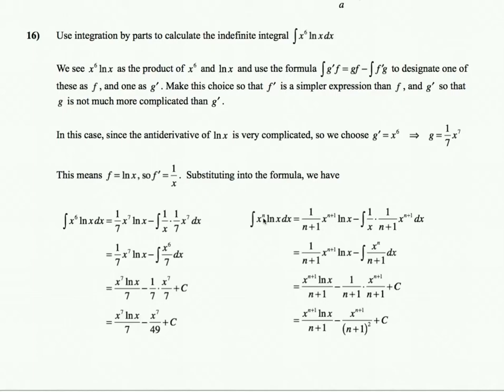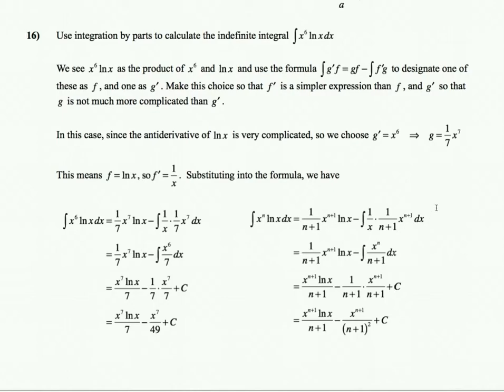Now the abstract of this, which you will want on your exam notes, is x raised to the n, some number n, times natural log of x, and then following this pattern, you would on the right side of this equation multiply 1 over n plus 1, whatever n is, this is just one larger, times x raised to the n plus 1, natural log, minus the integral of 1 over x times 1 over n plus 1 times x raised to the n plus 1.